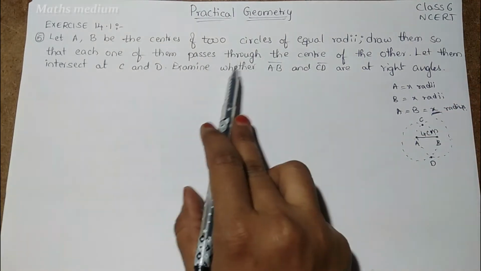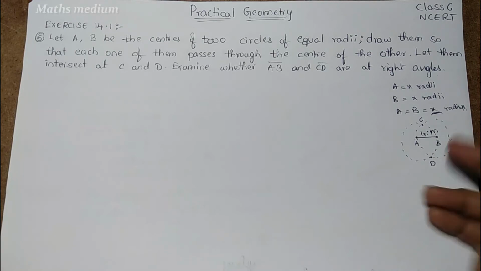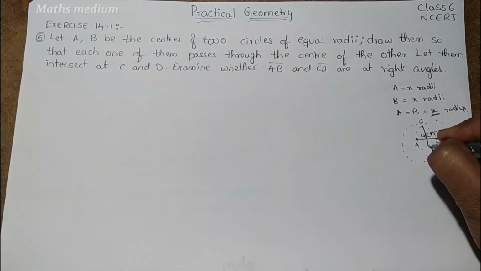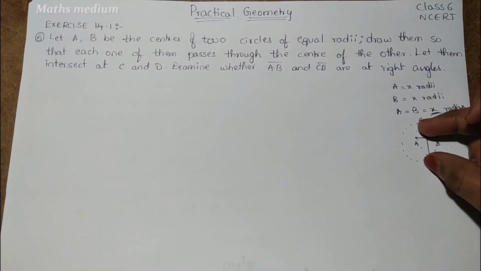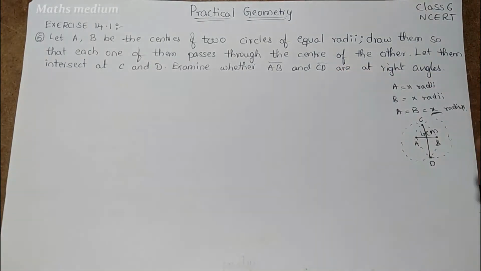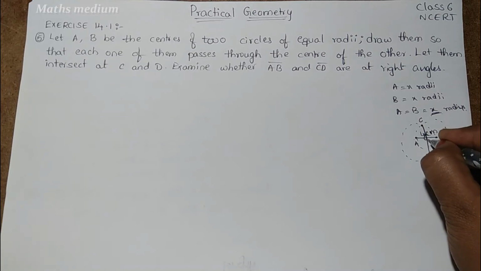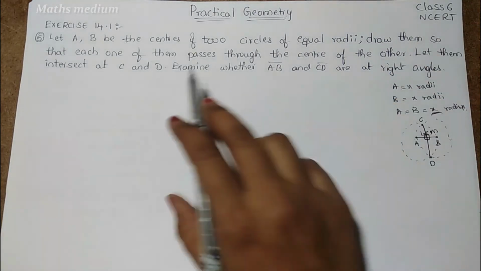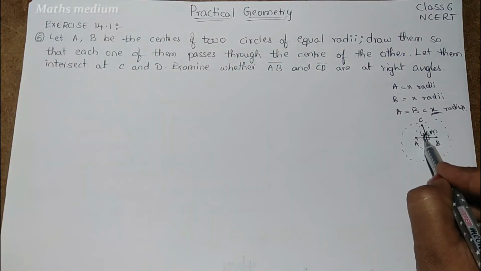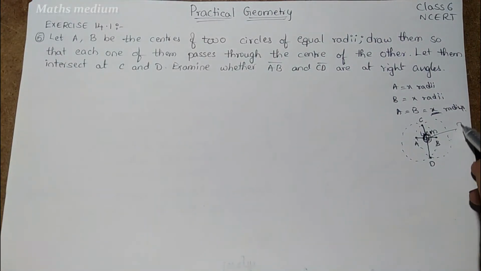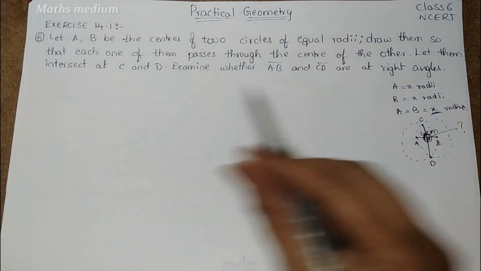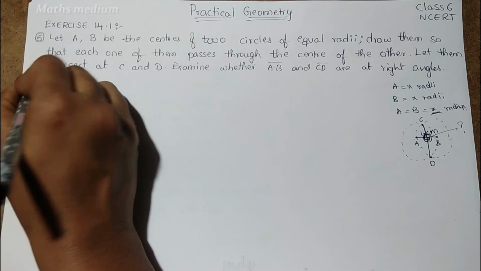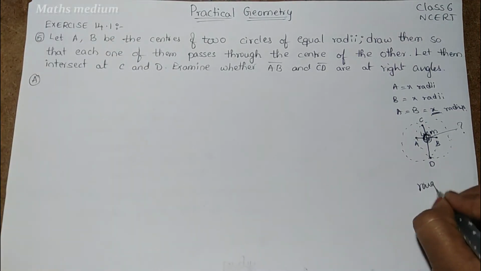Next, examine whether AB bar, it means AB is a line segment, right, and CD bar, if you draw, these two are at right angles. So, are these right angles or not? That is the question they are asking. We have to examine whether those are right angles or not. We have to find the answer through the geometrical figure. So, let's start the answer. This is only a rough sketch.